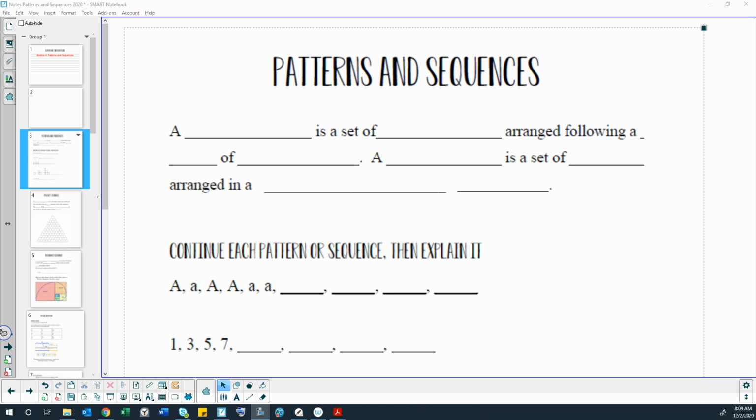The first couple of pages just have some blank lines for you to write whatever on, notes or show your work or scratch paper or whatever. So let's go ahead and fill in these blanks.